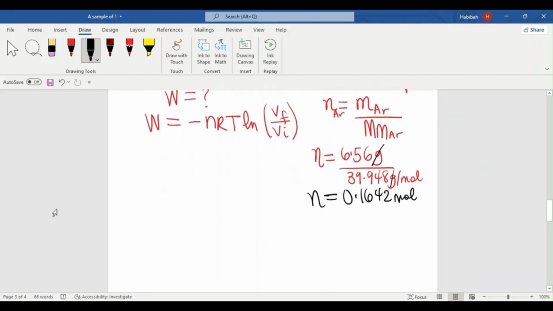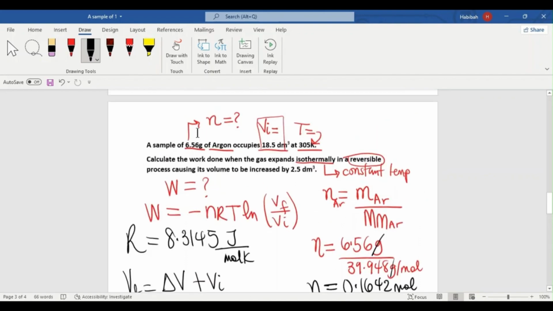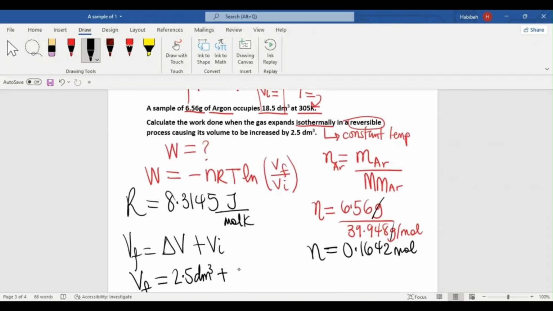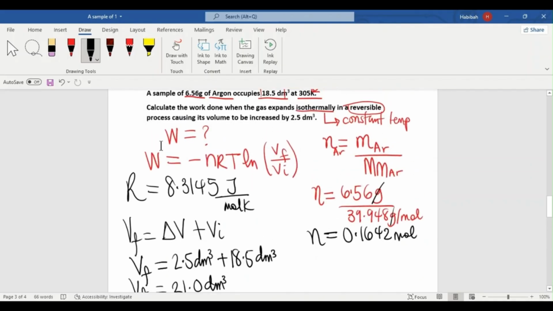And then you have the gas constant R, which is equal to 8.3145 joule per mole Kelvin. And you have the V final to be equal to change in V plus V initial. Change in V is 2.5 dm cubed, because of course it's an expansion process, plus the initial volume, which is 18.5 dm cubed. So the V final is going to be 21.0 dm cubed.